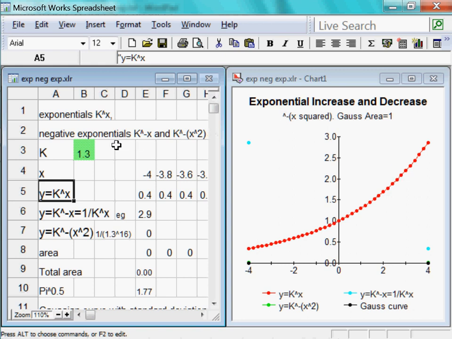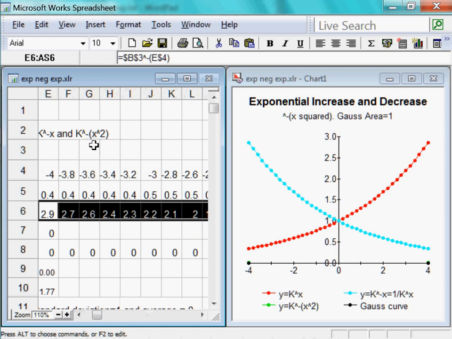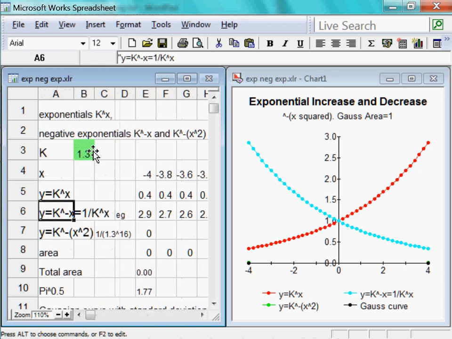Let's look at the opposite curve with the negative in the x there. So you can see it's the opposite shaped curve, and again where x is 0, y is 1. There are no negative results. That's because the minus sign in this formula means 1 over, not to put a negative sign in there.